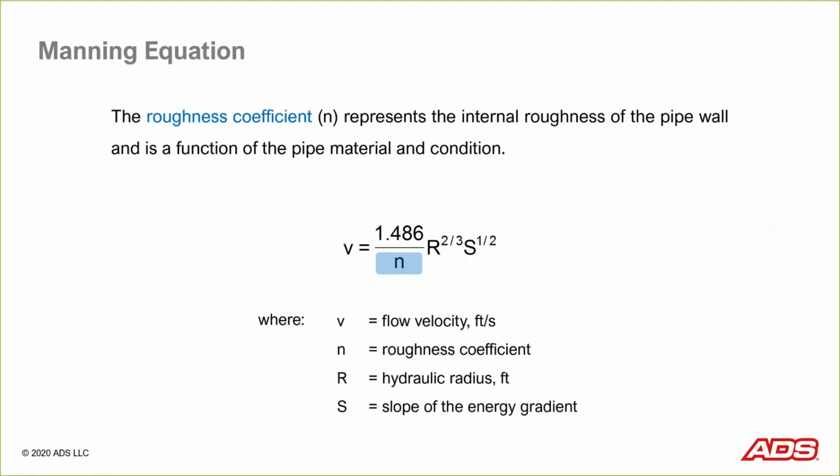The most common value for this parameter is 0.013, and you'll often see a range of maybe 0.009 all the way to 0.017. You start to get out of that range, then you're starting to deal with things like natural channels and things like that, not those that you typically find in the urban sewer environment.